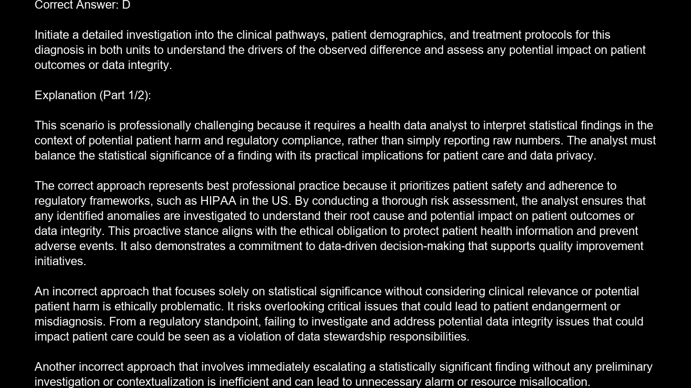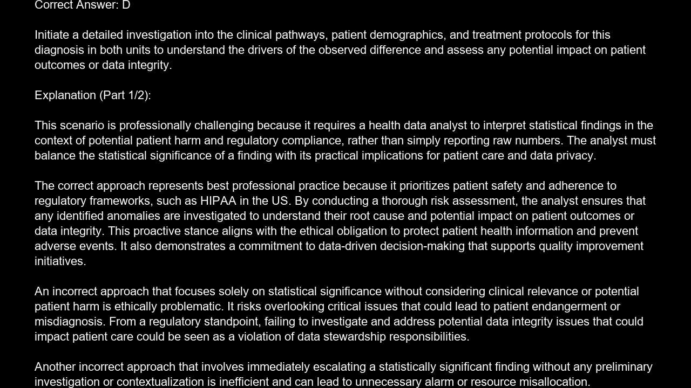The correct approach represents best professional practice because it prioritizes patient safety and adherence to regulatory frameworks, such as HIPAA in the U.S. By conducting a thorough risk assessment, the analyst ensures that any identified anomalies are investigated to understand their root cause and potential impact on patient outcomes or data integrity. This proactive stance aligns with the ethical obligation to protect patient health information and prevent adverse events. It also demonstrates a commitment to data-driven decision-making that supports quality improvement initiatives.